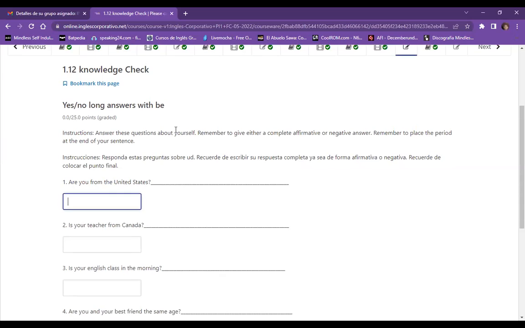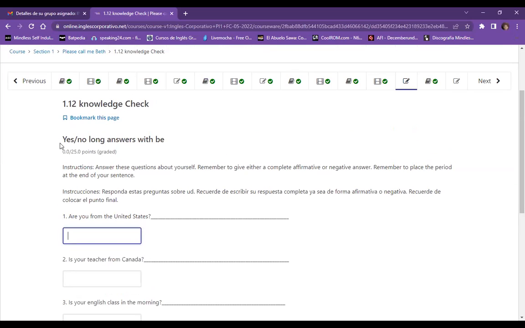I forgot. Las reglas del examen son las siguientes. Answer this question about yourself. Remember to give either a complete affirmative or negative answer. Remember to place the period at the end of your sentence. En español, responde esas preguntas sobre nosotros. Recuerde escribir su respuesta completa de forma afirmativa o negativa. Recuerde colocar el punto al final. And right now, let me ask you, are you from United States?